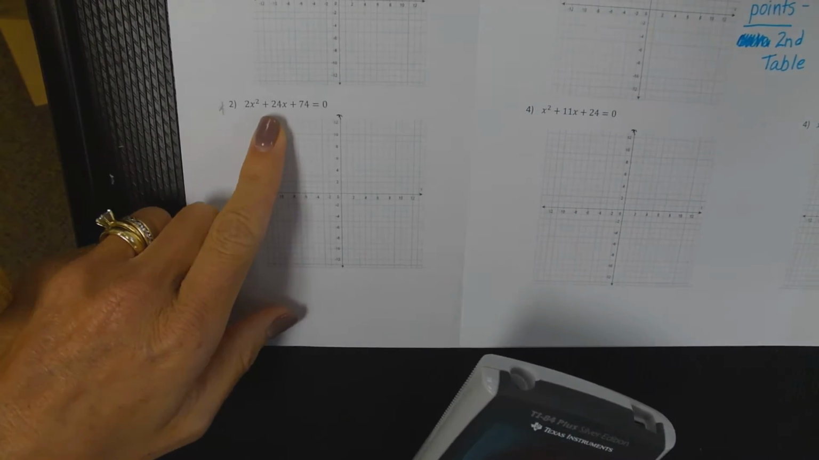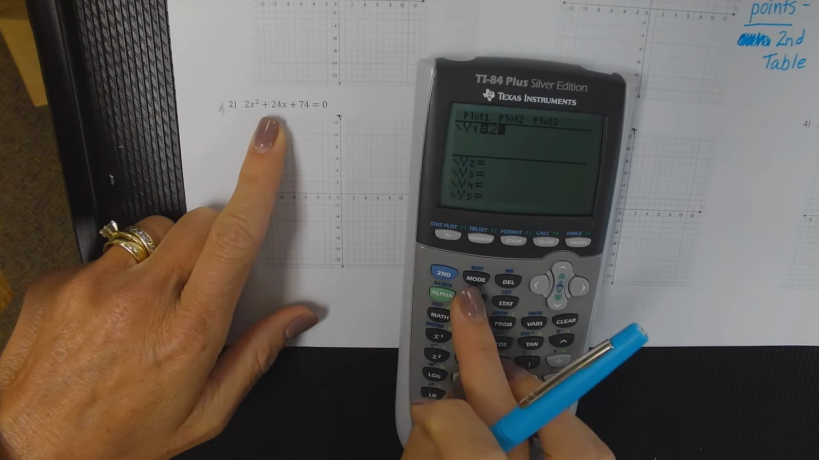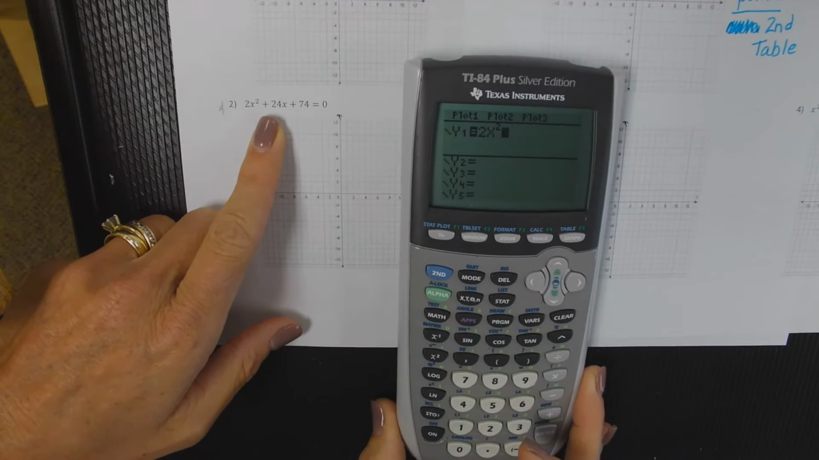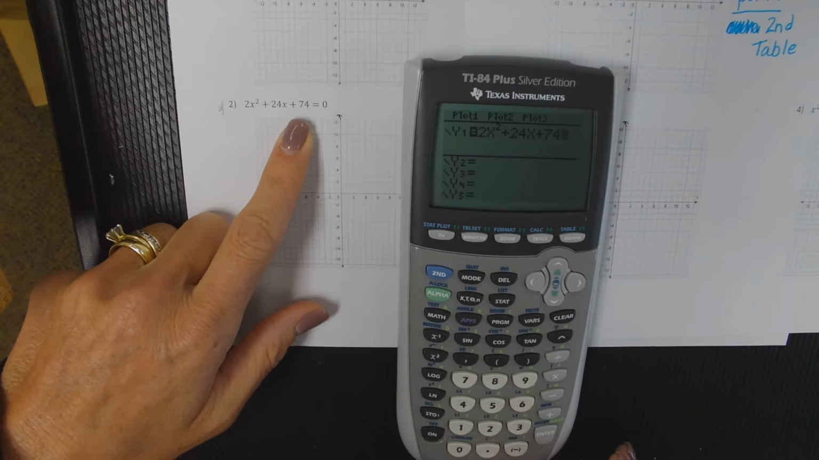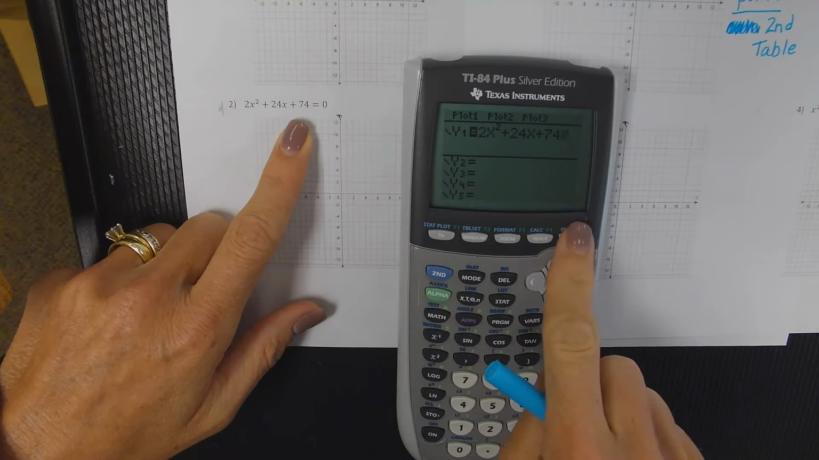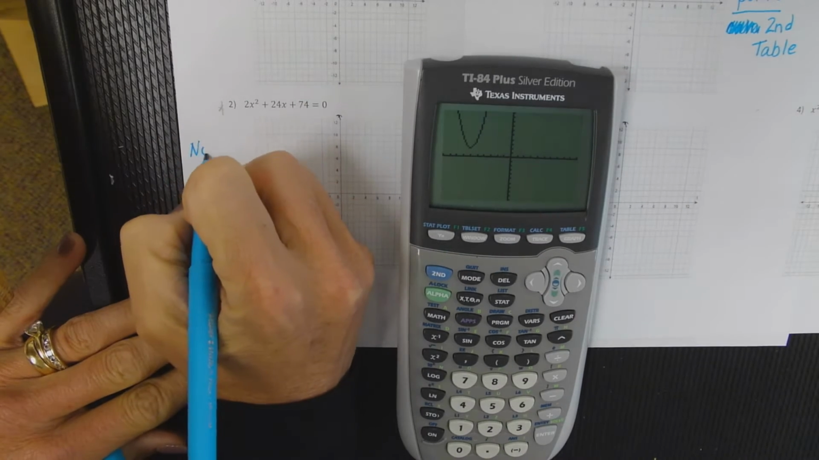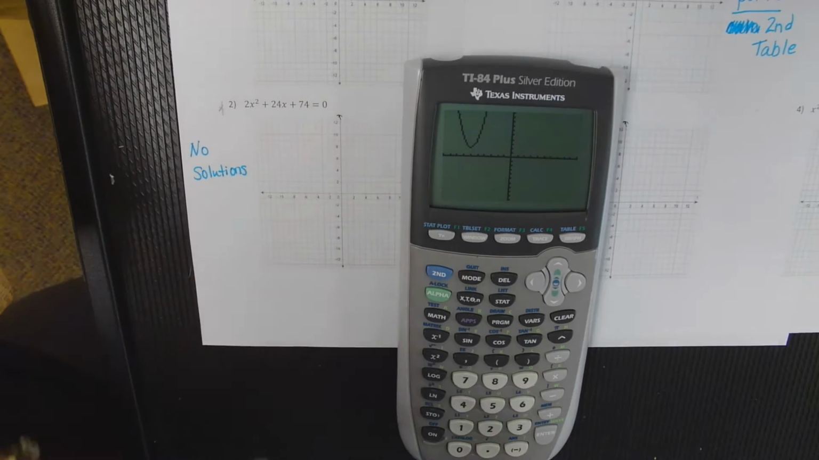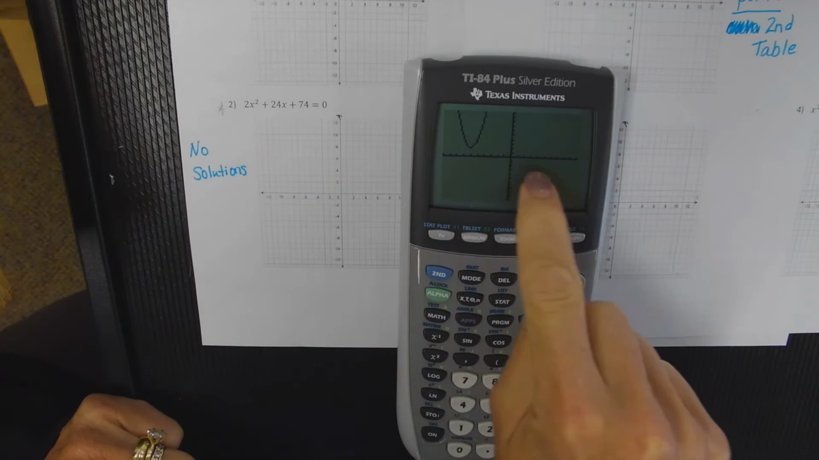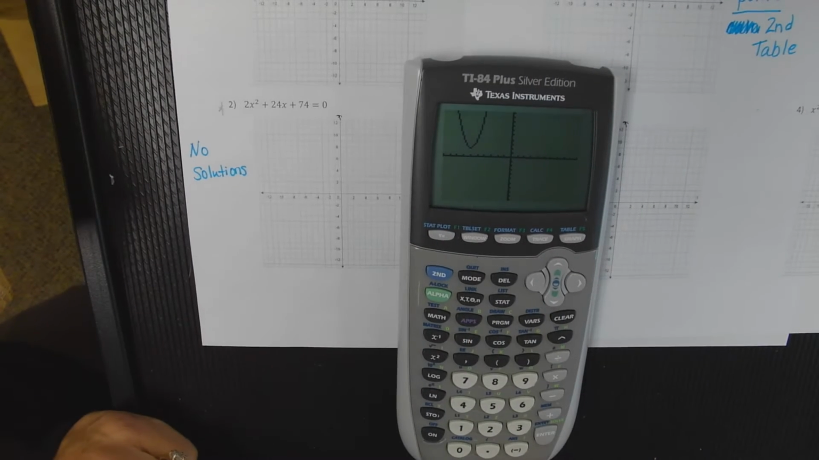Looking at number two, I'm going to clear. So we have 2x squared plus 24x plus 74. You're going to hit the graph button. This graph has no solutions. Why does it have no solutions? Because it doesn't touch the x-axis. It doesn't touch the x-axis at all.